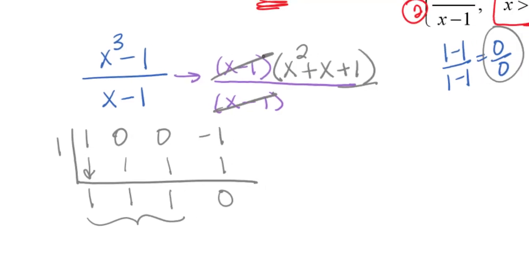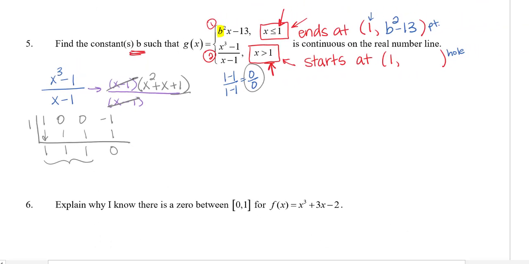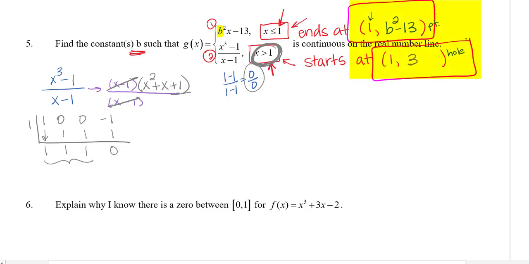So I can remove those factors. They divide to 1, and I'm left with x squared plus x plus 1. That I can evaluate when x is 1. So if I put a 1 in, I get 1 plus 1 plus 1, which is 3. So now I'm just trying to solve this equation. I need this ending point to match up with this hole, so it not only will enclose the hole, but it will also make those limits equal. So the limit from the left, right, equals the limit from the right.